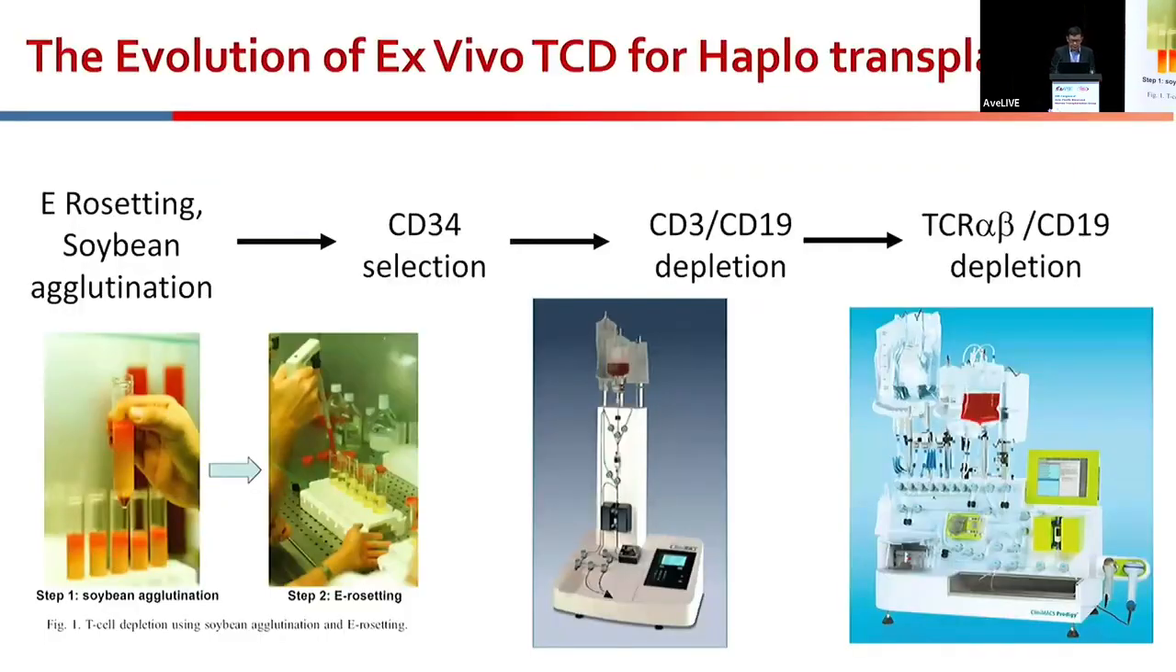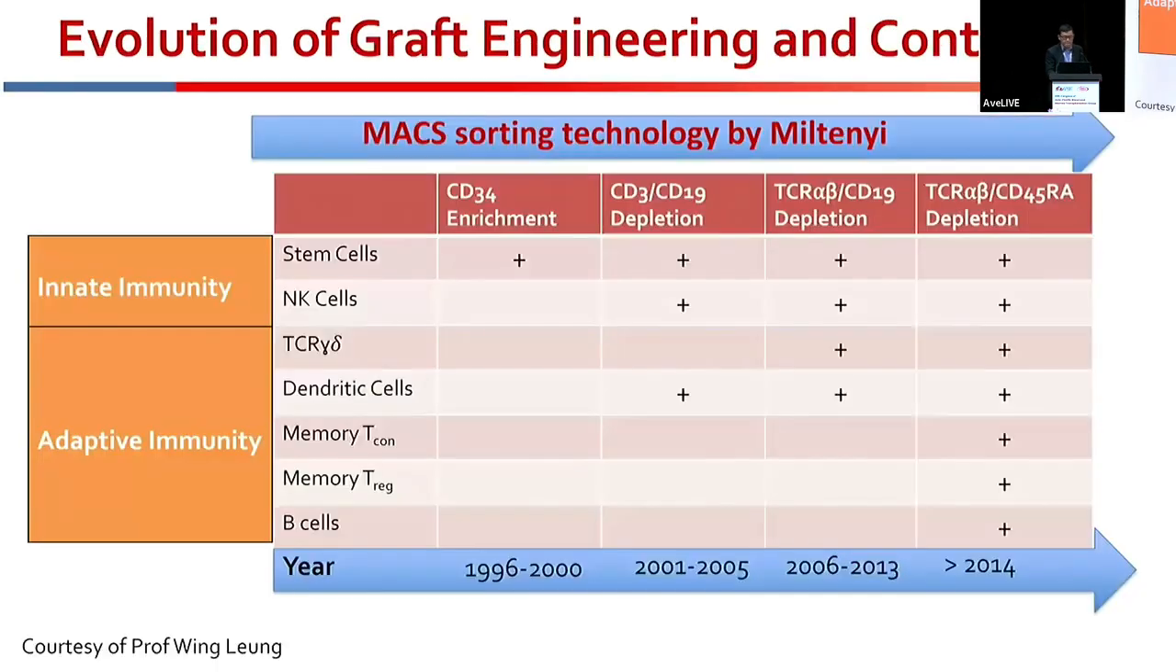So over the last few decades, as Prof. Leong has mentioned, we have witnessed some important landmark evolutions of graft engineering, with a shift from CD34 enrichment to pan-CD3 depletion, and more recently, the alpha-beta T-cell depletion. So an improved understanding of the immunobiology of graft versus host disease, coupled with the evolution of this graft engineering, has allowed us to refine the techniques of T-cell depletion in our patients undergoing haplotransplant, as you can see from here.